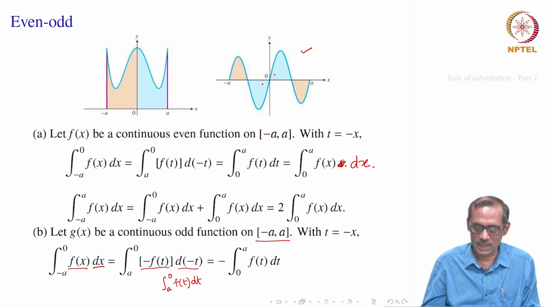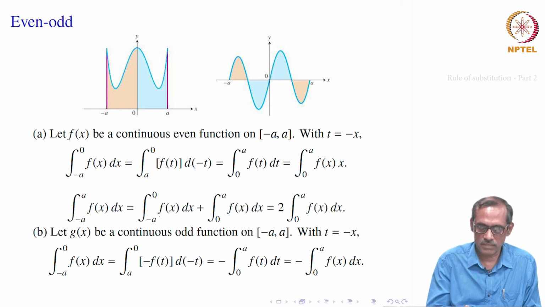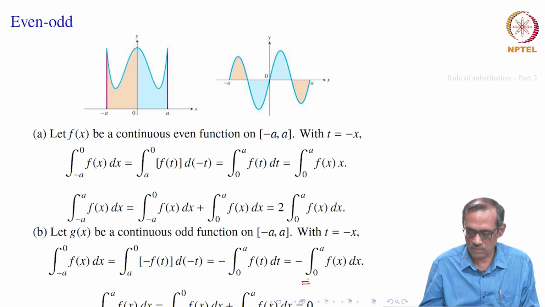Okay. So, that is the same thing as minus the integral from 0 to a of f of t dt, which is again minus the integral from 0 to a of f of x dx. So, when you take the sum, minus a to 0 plus 0 to a, they really cancel out and give 0, right. So, what we get? This implies the integral from minus a to a of f of x dx equals 0.